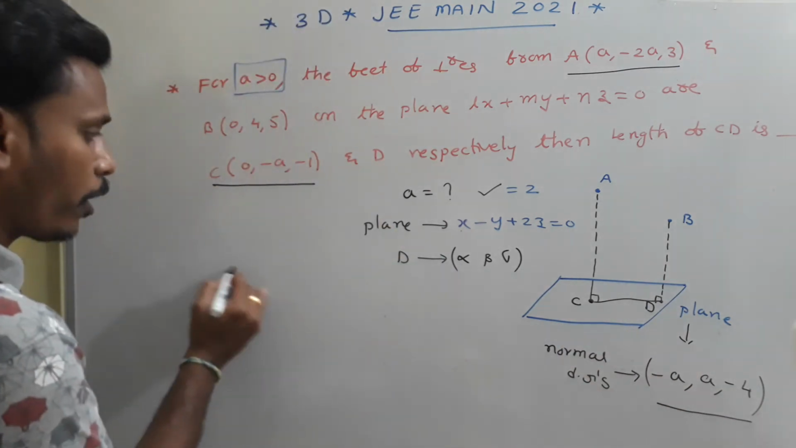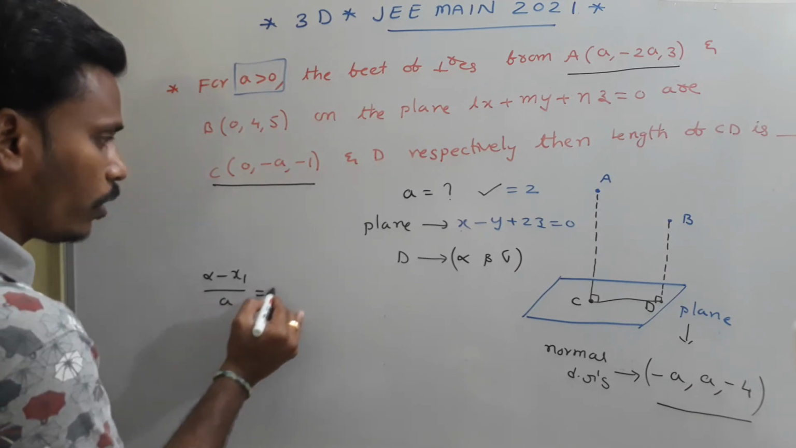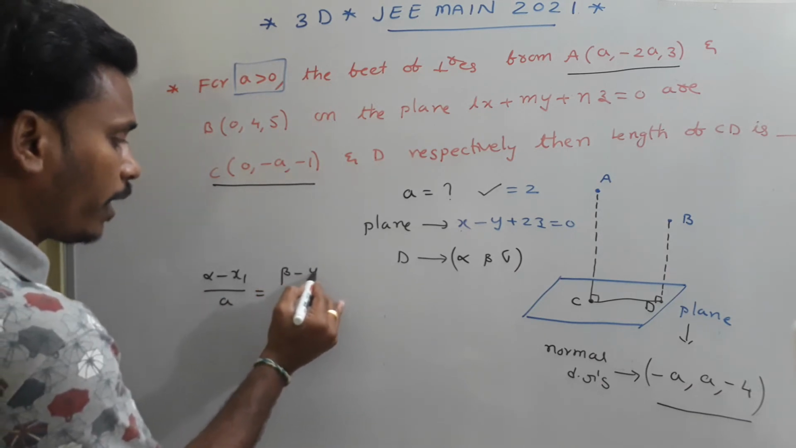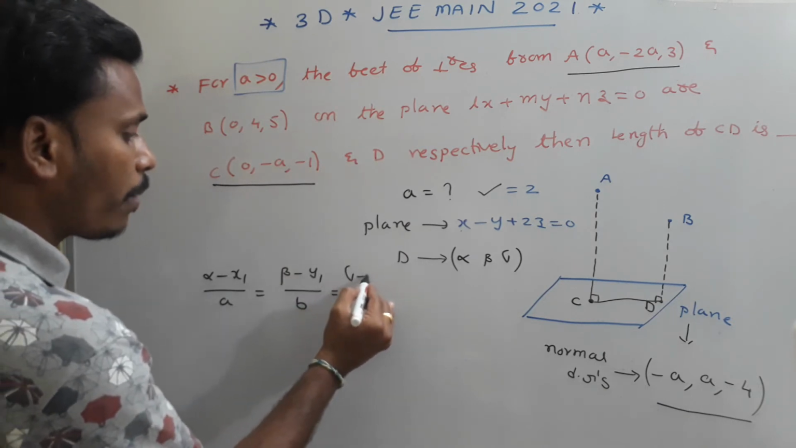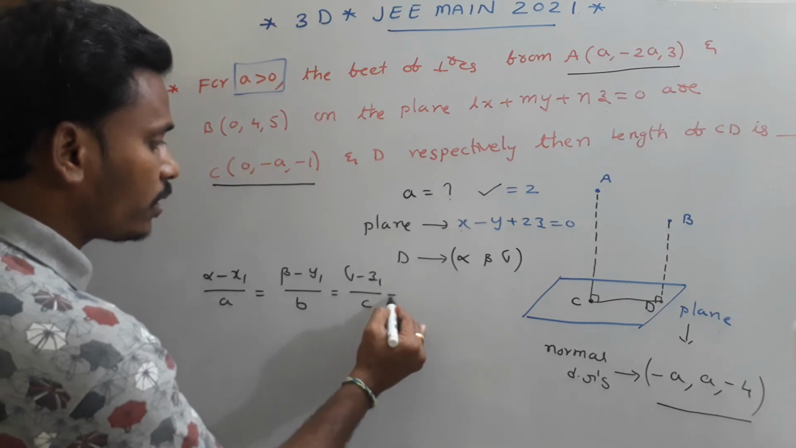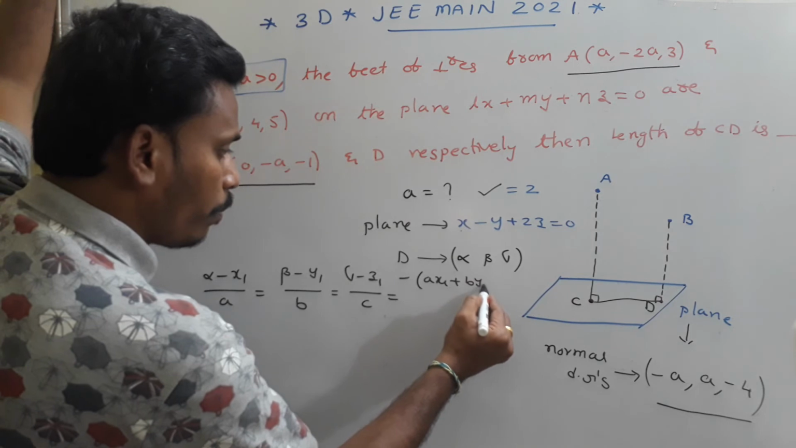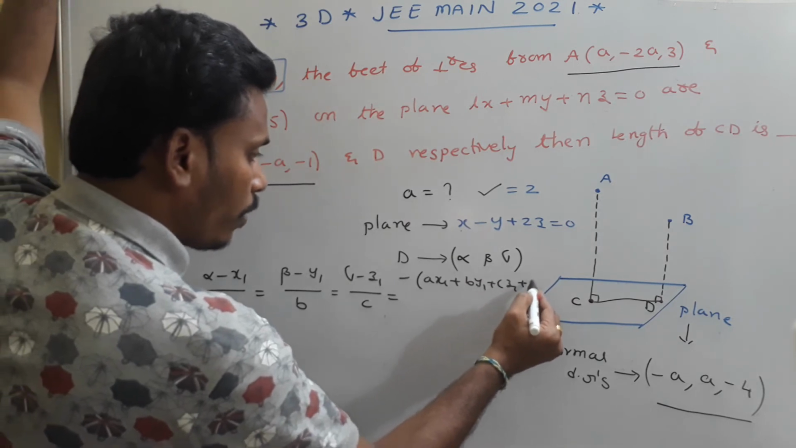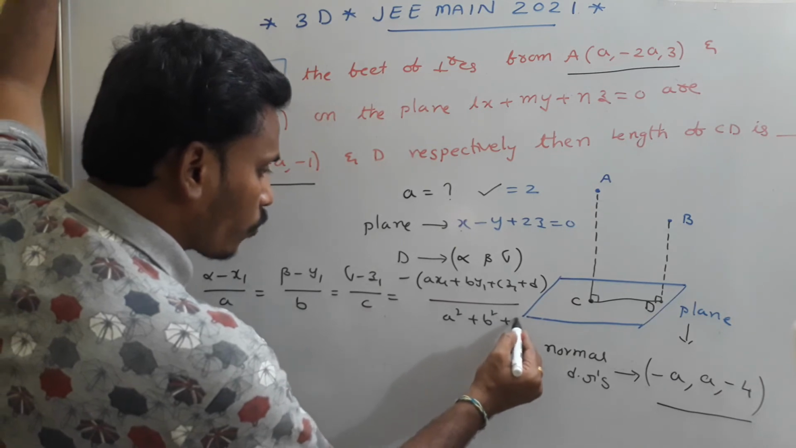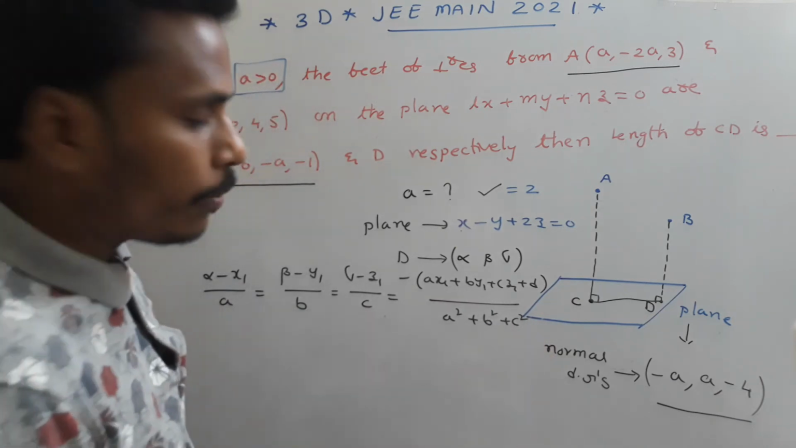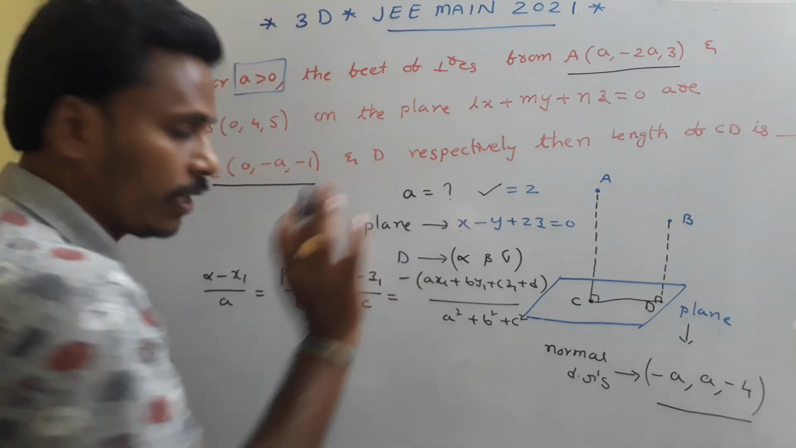So the foot of perpendicular formula is: alpha minus x1 by a is equals to beta minus y1 by b is equals to gamma minus z1 by c is equals to, say, minus of ax1 plus by1 plus cz1 plus d divided by a square plus b square plus c square.